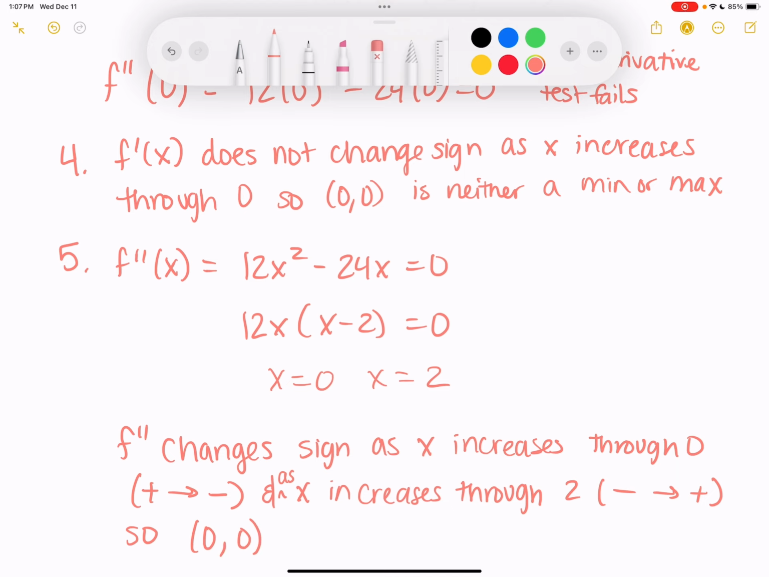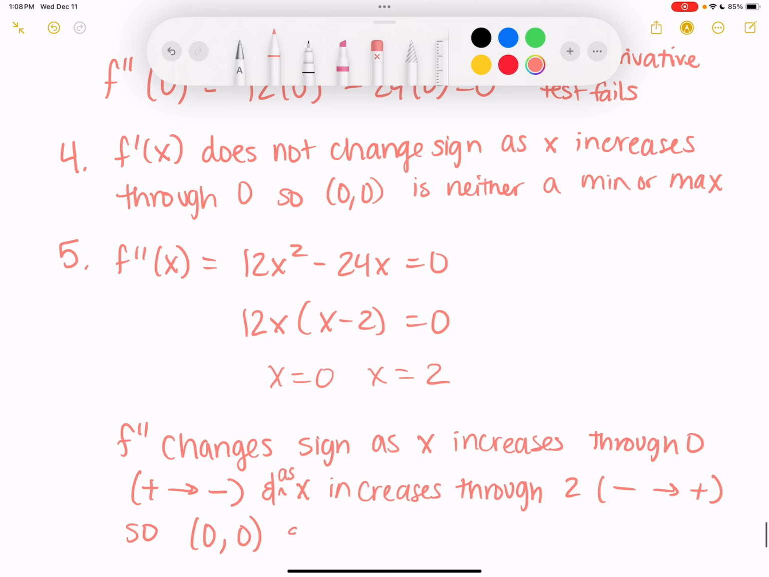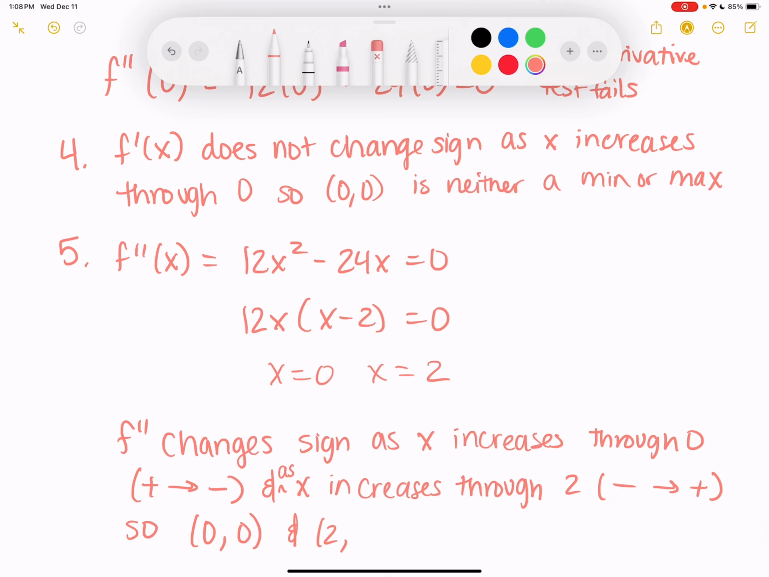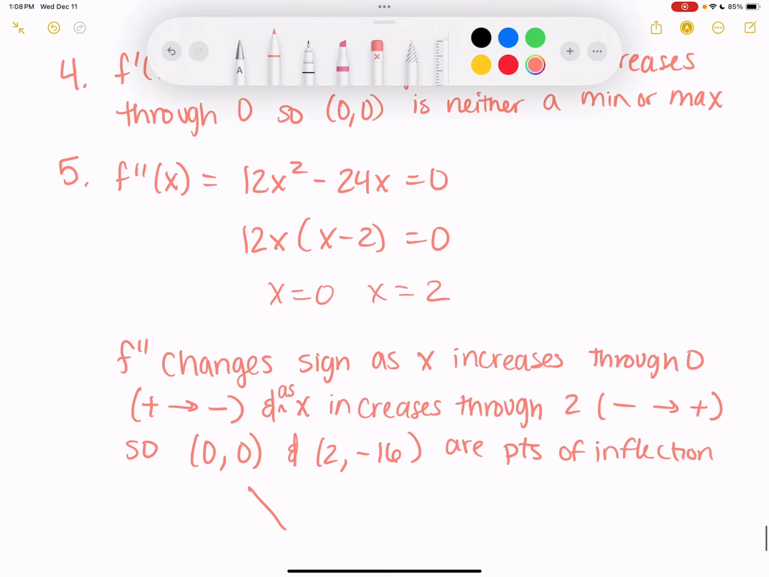So the point 0, 0, and this is getting plugged into the original. And for 2, if I plug in 2 to the original, 2 to the 4th is 16 minus 4 times 8 is 32, so 16 minus 32 would be negative 16. So 2, negative 16 are points of inflection. And I'm just going to make a note here from the original. Confirm. And finally, we are done with all the notes for 5.1. But you see why we went ahead and did these now versus when you come back from break.